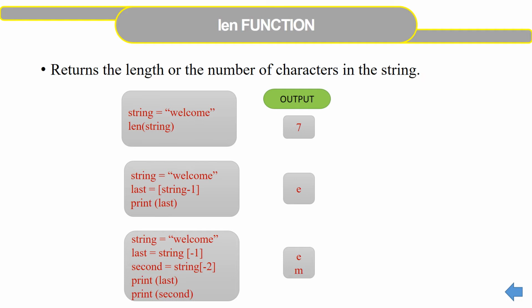For example, if I want to print the last character of the particular string, I have declared string equal to welcome, and last equal to string of minus 1. It will print the last character, that is E. Suppose I want to print the last and the next to last character: last is equal to string of minus 1, and I assign another variable, string of minus 2. If I print both, it will print the E as well as the M. So these are the uses of the len function.